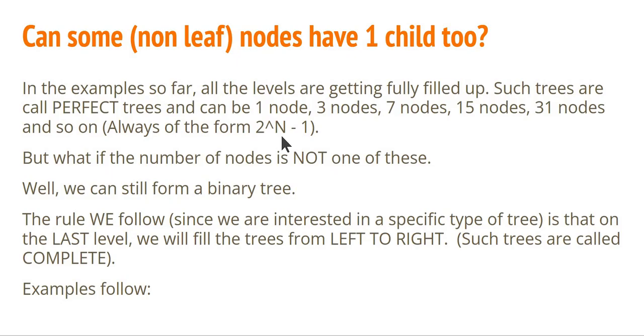one of these? For example, let's say I want a tree with 12 nodes, or perhaps 9 nodes, or maybe 6 nodes, something like that, which is not one of these numbers. Now, clearly, we cannot form a perfect tree in that situation. However, we can still form a binary tree.